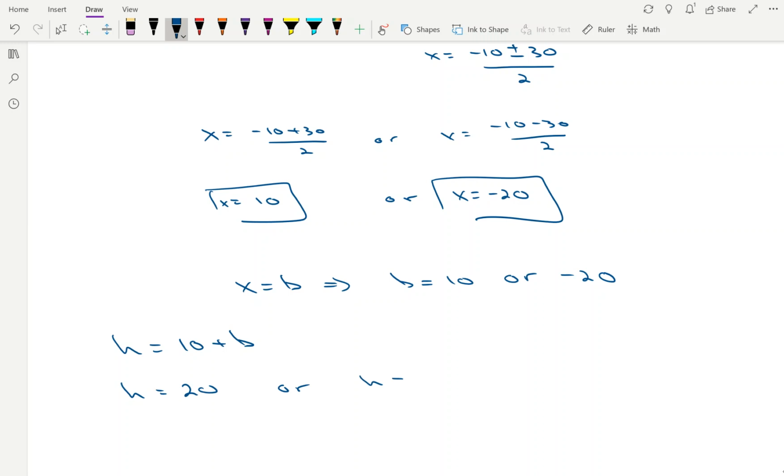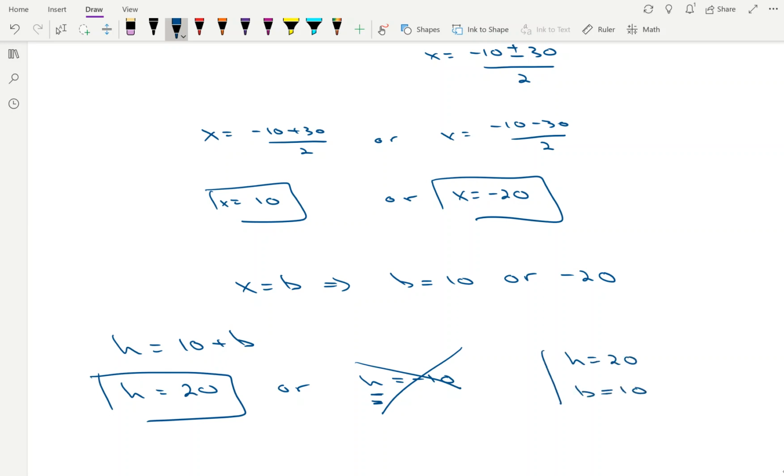Or h can equal, well, 10 minus 20 is negative 10. Well, heights can't really be negative, so we're going to eliminate that answer and just call it an extraneous solution. Hopefully you understood that. And now we know that for our answer, h is equal to 20 and the base is equal to 10.